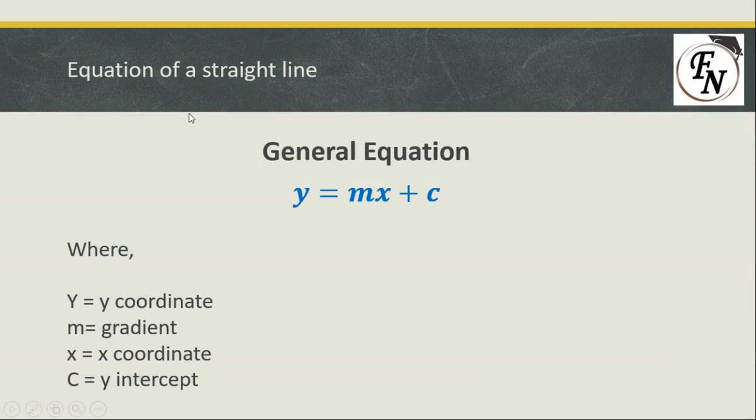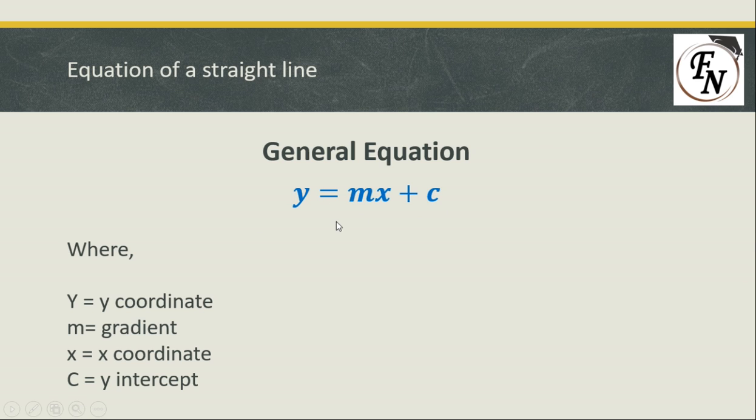So let's begin. First of all, we have the general equation, that is y equals mx plus c. When we talk about this general equation, here y and x are the coordinates of any point present on a straight line, and m is the gradient which is multiplied by x, and the constant number in an equation is the y-intercept, which means where the line cuts the y-axis.